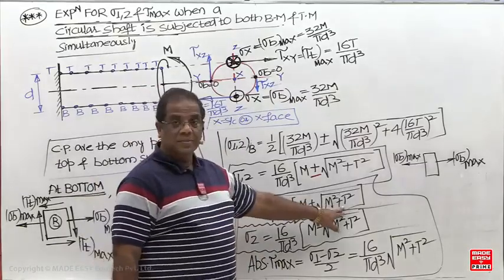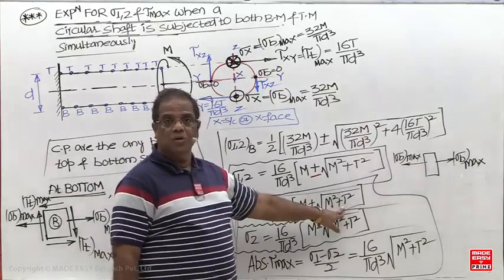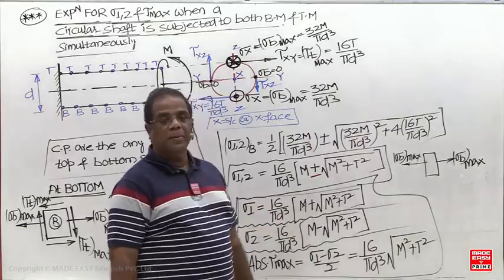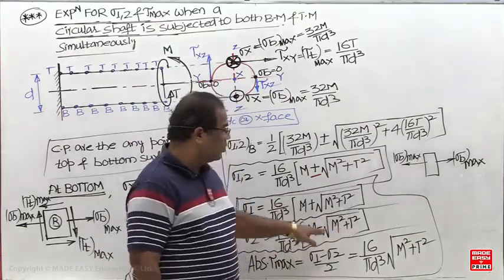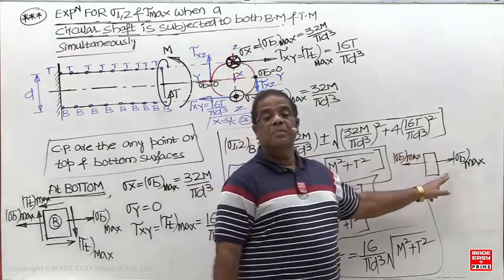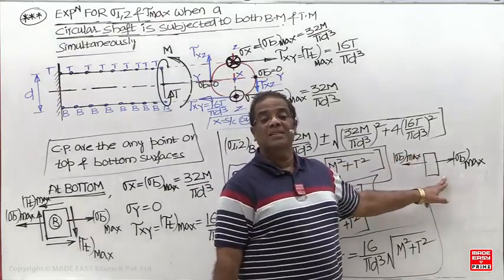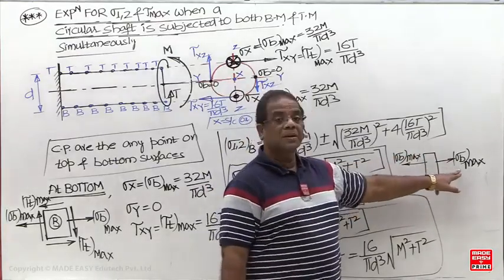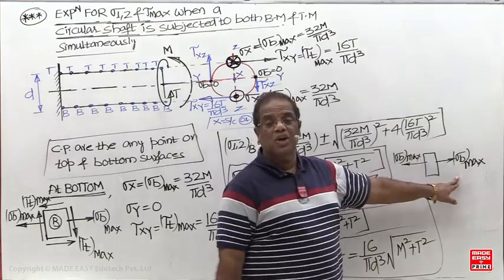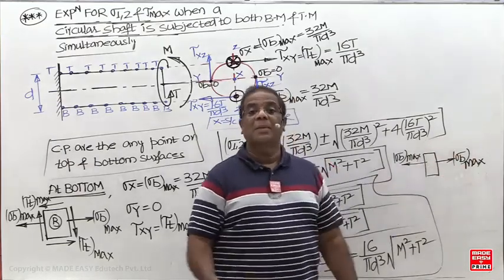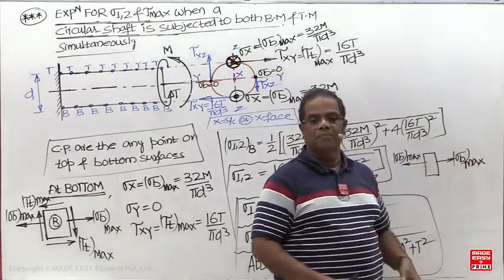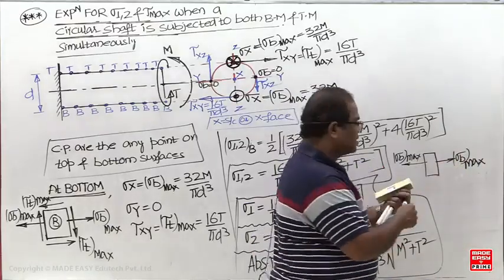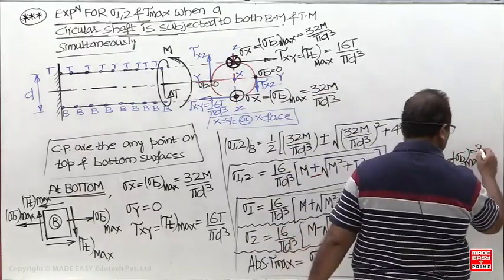But if I make the twisting moment 0, what about this value now? 32 M by pi d cube only, and this term is 0. This is valid for pure bending, that is when the bending moment is acting alone. Sigma 1 equals 32 M by pi d cube, sigma 2 is 0. And what is the maximum shear stress here? Half of this value.